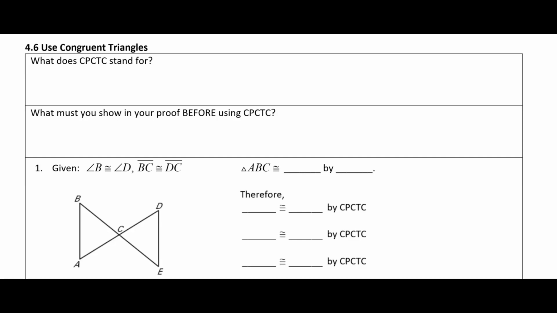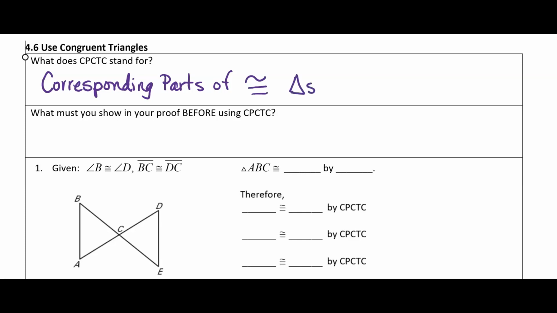In this video module, we are going to cover 4.6, use congruent triangles. So again, what does CPCTC stand for? Well, it stands for corresponding parts of congruent triangles are congruent. It tells us that the 6 parts of a triangle, the 3 angles and the 3 sides, are congruent.